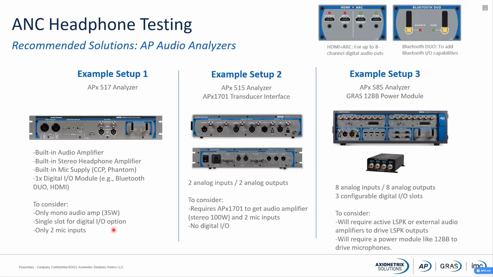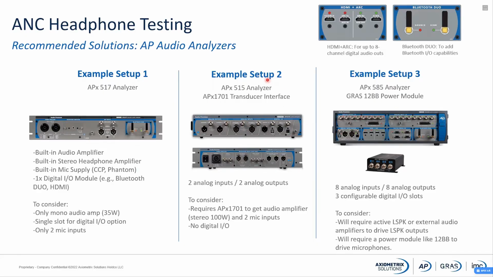Then we have a single slot for digital IOs. That might be more than enough for this test. Actually, you don't really need it for the ANC test, but you might need more than one digital IO module depending on the other tests that you are doing with the analyzer. And you only have 2 microphone inputs. That means that we can only connect left and right of the test fixture. We don't have more channels if we want to use reference microphones.